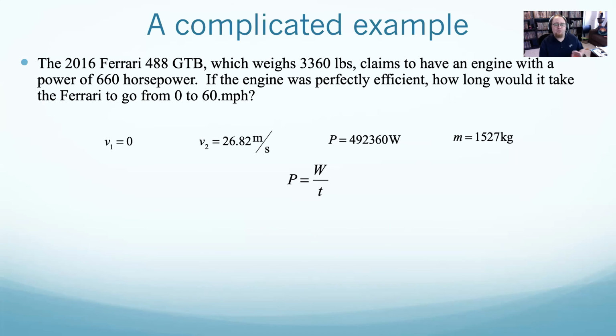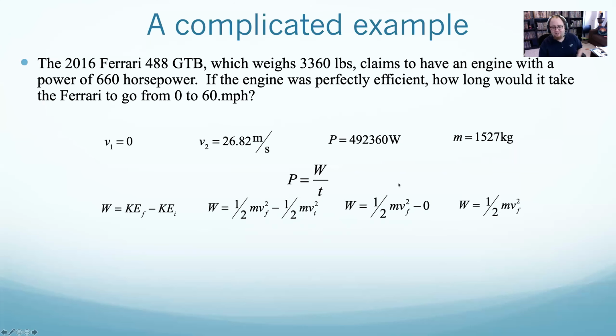And what I can say is power is work over time. But work, as we talked about before, is change in kinetic energy. That work is final kinetic energy minus initial kinetic energy. And if I'm going from 0 to 26.82 meters per second, that 0 means my initial is 0. So in this case, work is just the final kinetic energy. And so the power is 1/2 mv squared over t. It really bothered me to put a fraction within a fraction. This is the same as that. I just wrote it differently because I don't like having fractions within fractions.